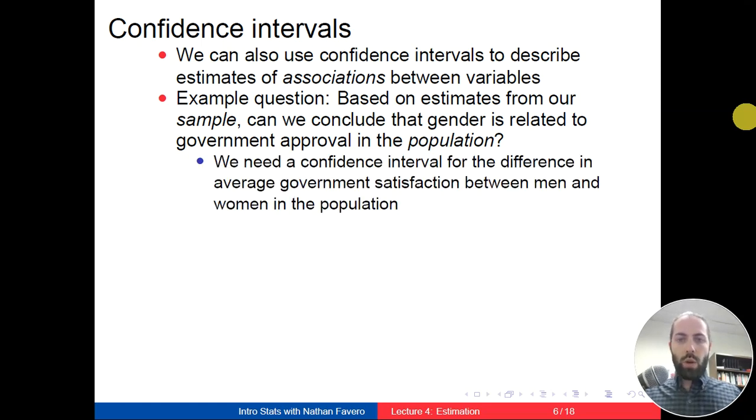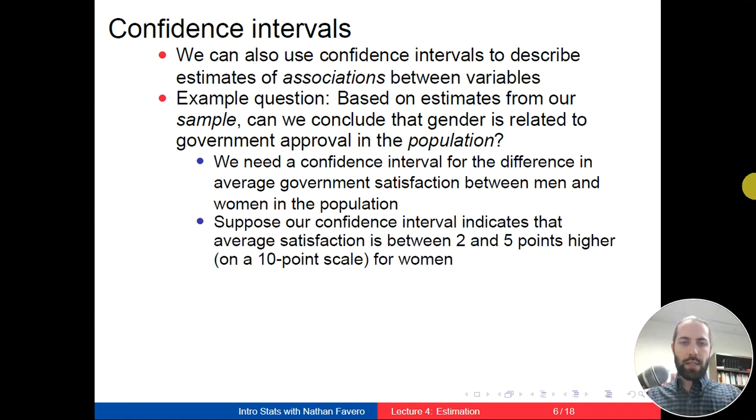So what we can do is create a confidence interval for the difference in average government satisfaction between men and women in the population. In other words, how much does approval or satisfaction, I guess maybe those should be distinct concepts, but I've treated them as the same for now. We have an average approval for men and an average approval for women, and we want to know what's the difference. Well, we can calculate an estimate of the difference, but we can also create a range of what we think a plausible difference is, a confidence interval using inferential statistics.